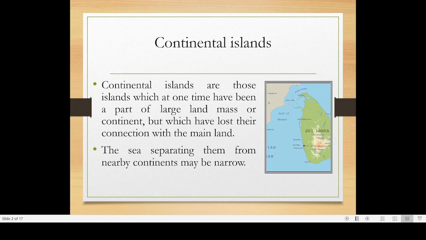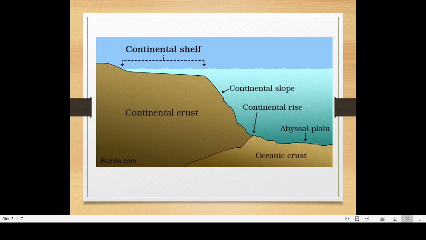So there are two points. One, the sea separating them will be narrow. And the second point is that it will be shallow, with a very limited depth. So these are some of the major features of a continental island. Now we go to another peculiarity.